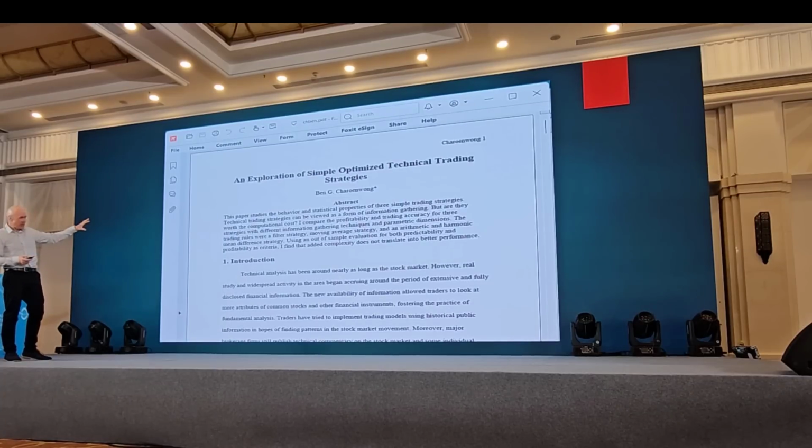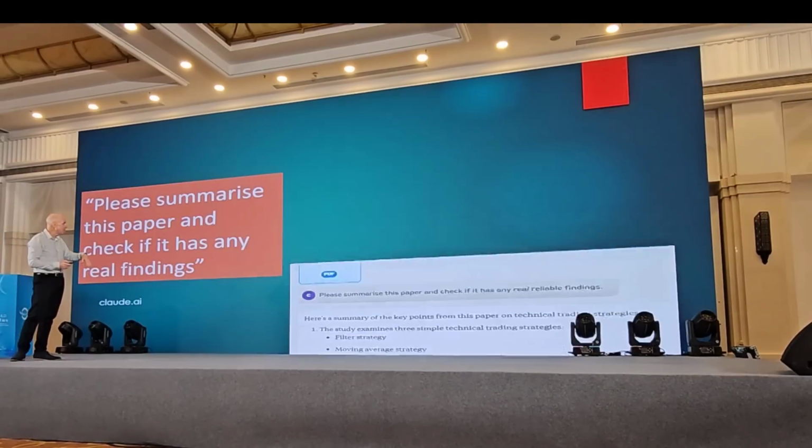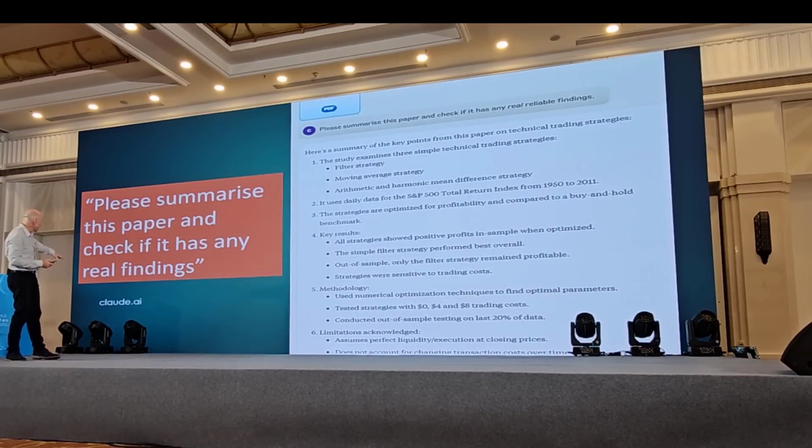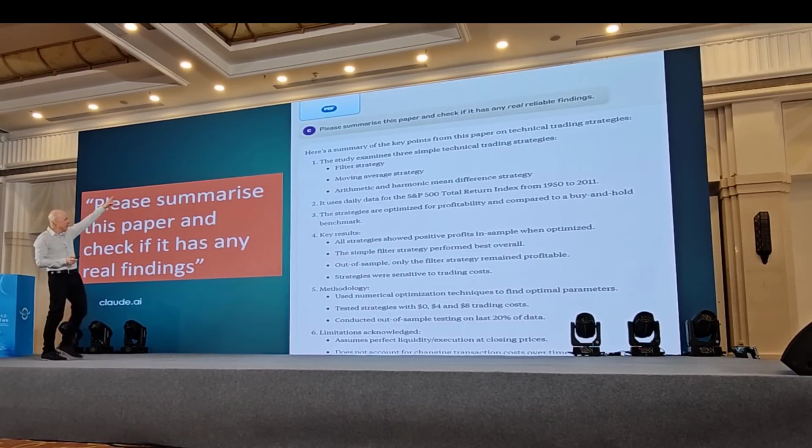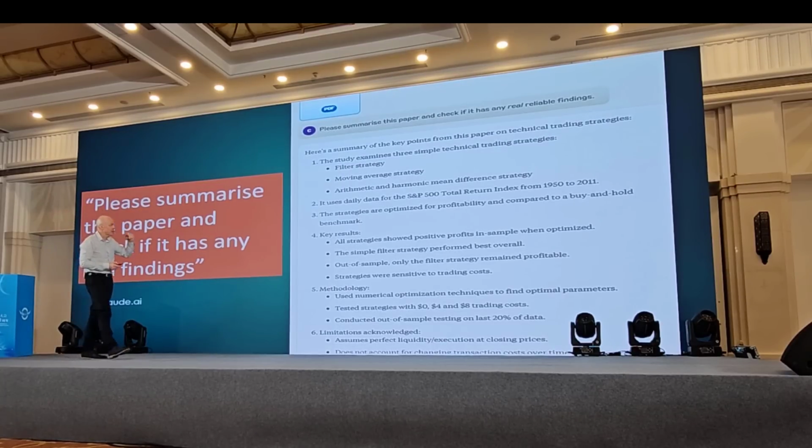So I can take this PDF of the paper and feed it back into the engine. This time we're using Claude up there, so I can upload the document into the engine, and then I've asked it to summarize this paper and check if it has any real reliable findings. Once again, I still haven't read the paper. It could be 30 pages long.